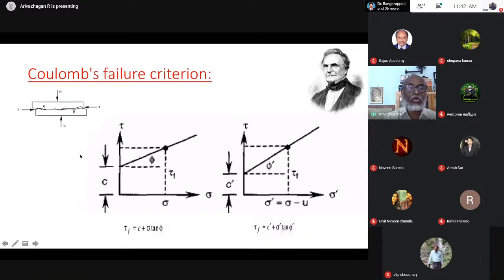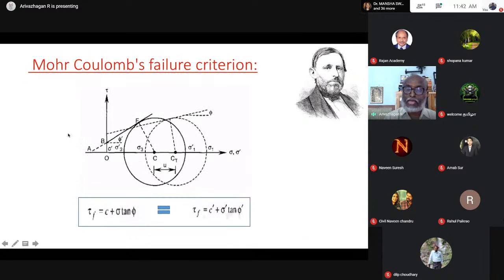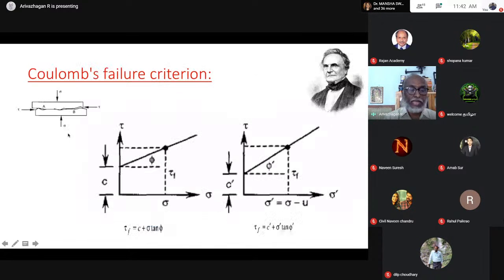When sigma is equal to 0, the shear stress has to be mobilized to a maximum value of cohesion to make the sliding possible. When sigma is greater than 0, the shear strength has to be increased to overcome the resistance to sliding, the frictional force, sigma tan phi, caused by friction.